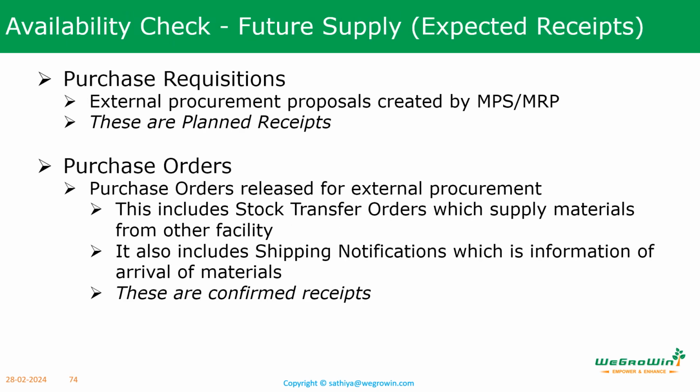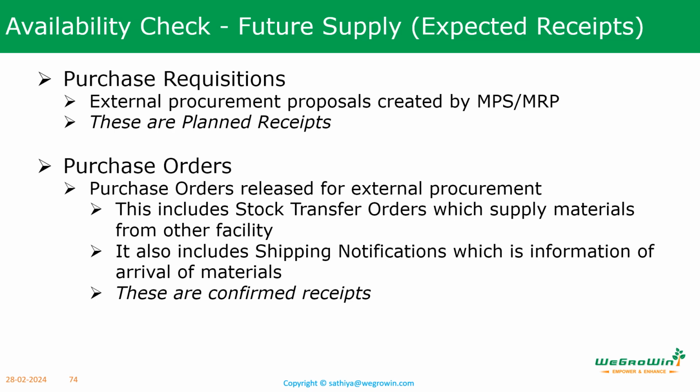And then what are the expected receipts? The receipts may be purchase requests and purchase orders. Purchase requests are the external procurement proposals. These are planned receipts. At the same time, purchase orders are the confirmed receipts, which means that they are going to come because we already converted them into purchase orders.